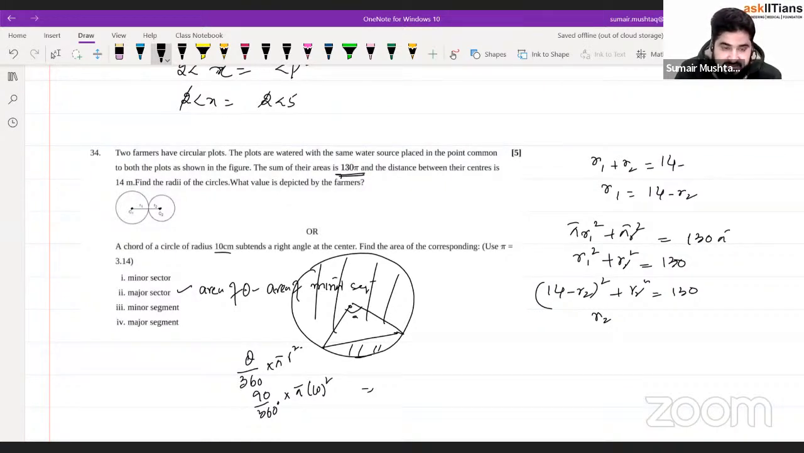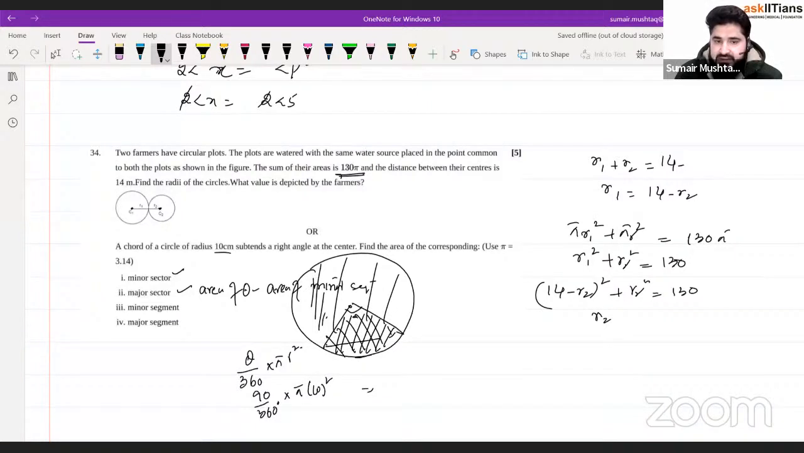Minor segment. How to find the area of a minor segment? Come on, tell me. How to find the area of a minor segment? Oh, sorry. This is the sector. This one is the sector. Sorry. I thought it was the segment, but it is the sector I'm talking about. Okay. So area of a minor sector is only this.